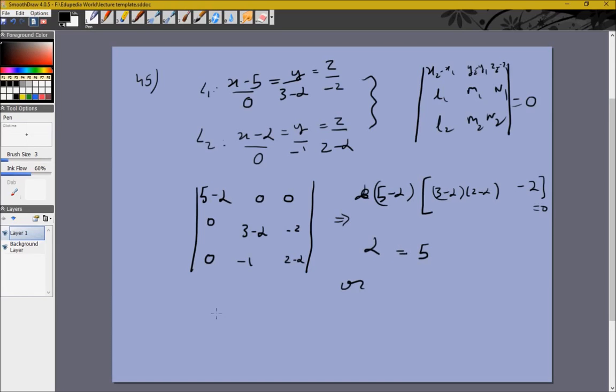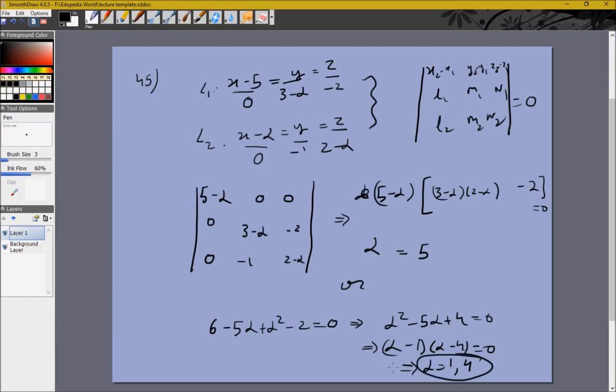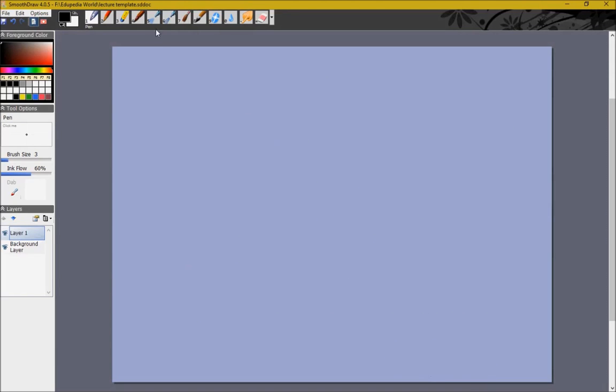this term is 0, which means 3 into 2 is 6 minus 5 alpha plus alpha squared minus 2 is 0, which means alpha squared minus 5 alpha plus 4 is 0, which means (alpha minus 1) into (alpha minus 4) is 0, which means alpha is equal to 1 or 4. So the answer to this problem is A and D. Straightforward application of the formula in that one.